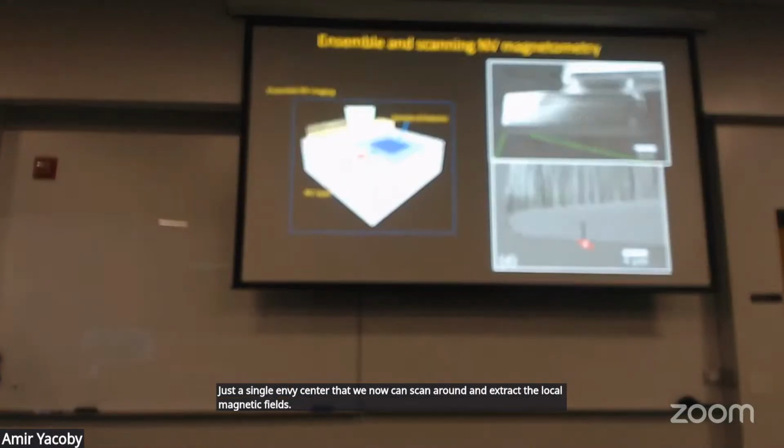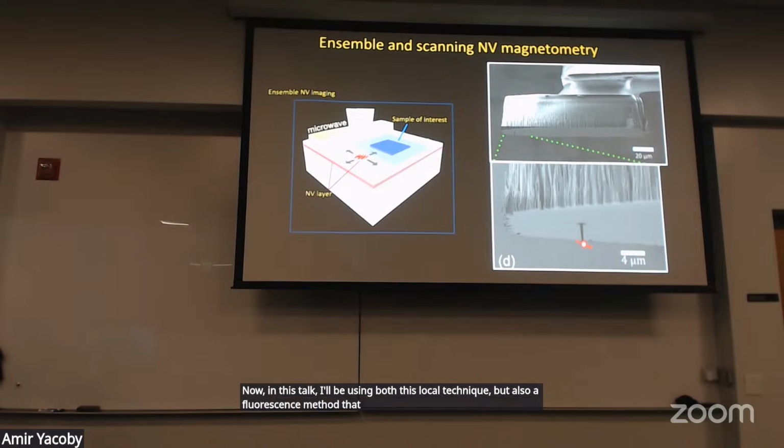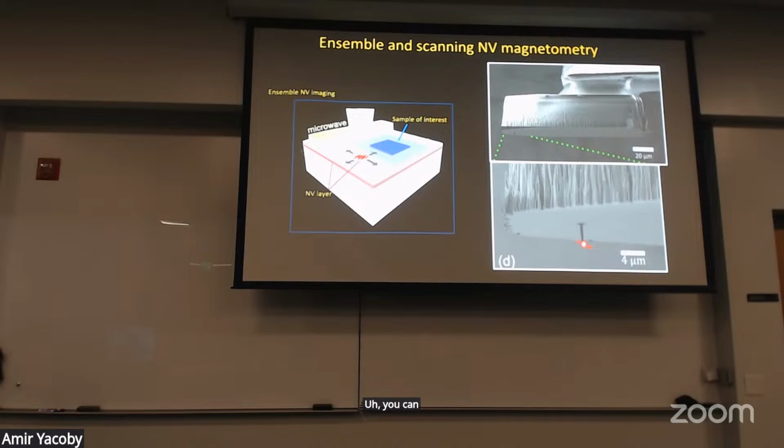Now, in this talk, I'll be using both this local technique, but also a fluorescence method that relies on ensembles. When we don't care that much about spatial resolution, you can imagine having a slab of diamond that has many, many NV centers, and we place a material of interest on top of it. And now our spatial resolution is given by our optical spot, roughly 400 nanometers.